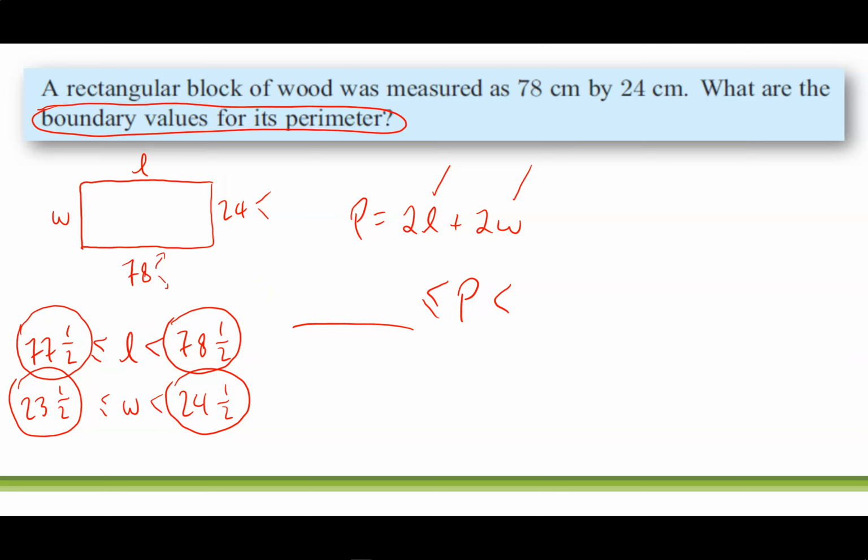So I've just computed 77 and a half twice, 23 and a half twice, added them together, and the smallest the perimeter could actually be is 202. Whereas if the length was the biggest it could possibly be and the width was the biggest it could possibly be, the biggest the perimeter could possibly be is 2 of these and 2 of these, and that would add up to 206. Oh, sorry, I made a mistake. That's 202, and this one was 206.